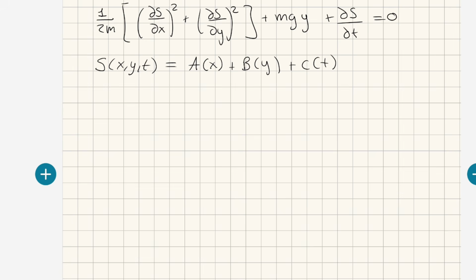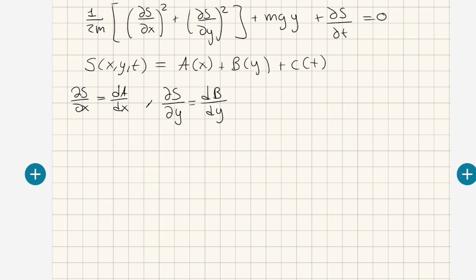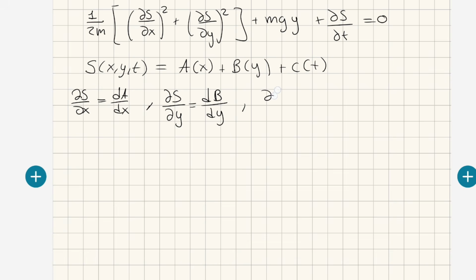So we are going to propose a solution for this equation given by this expression, and we are going to see what happens. Well, of course, if we calculate the partial derivative of S with respect to x, looking that only a depends on x, we can say that this is equal to the derivative of a with respect to x, the total derivative, because of course a only has one variable. The same will happen with the partial of S with respect to y, which will be equal to the total derivative of b with respect to y, and the derivative of S with respect to time will be equal to the total derivative of c with respect to time. Perfect.